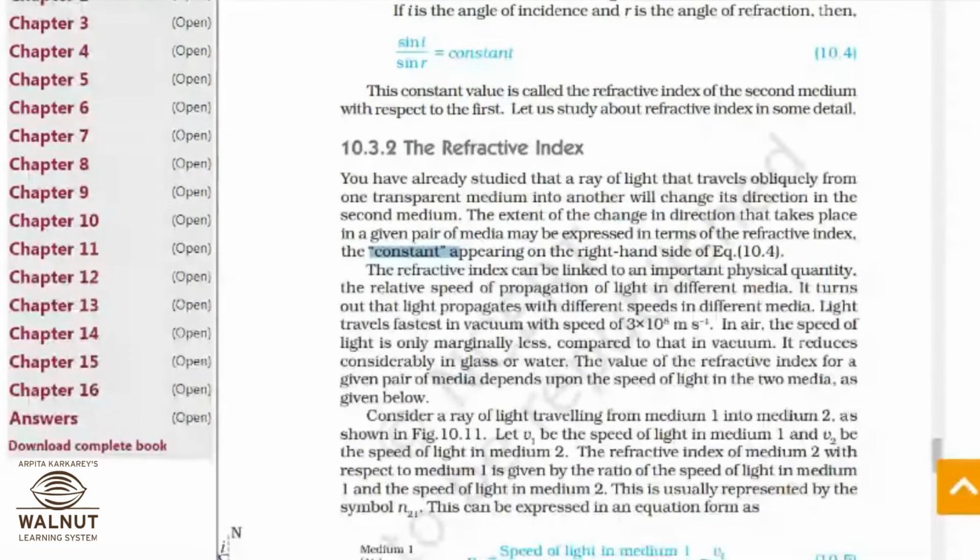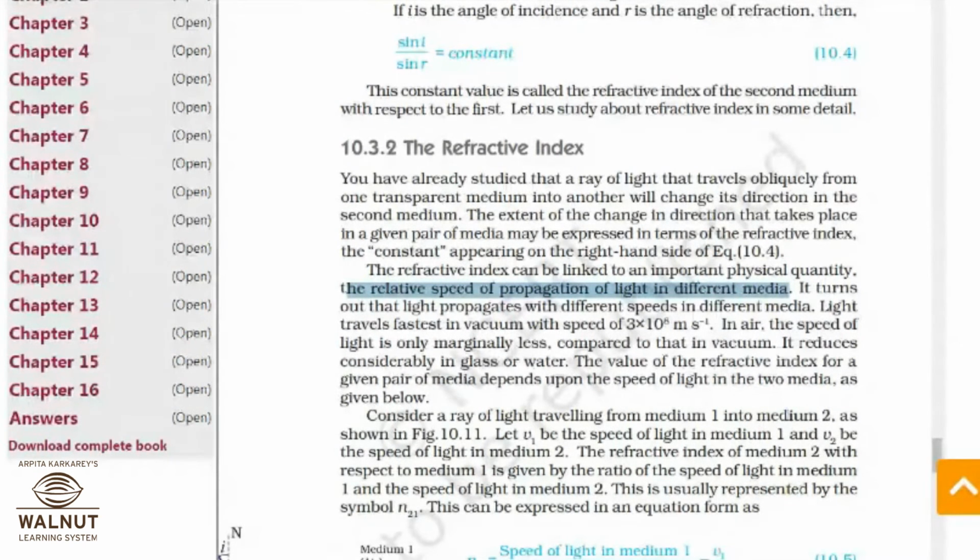You can see here this ratio, whenever you take any pair of transparent media, is always constant. So the refractive index can be linked to an important physical quantity: the relative speed of propagation of light in different media. What do you mean by propagation of light? Movement. Light is moving ahead. Correct.